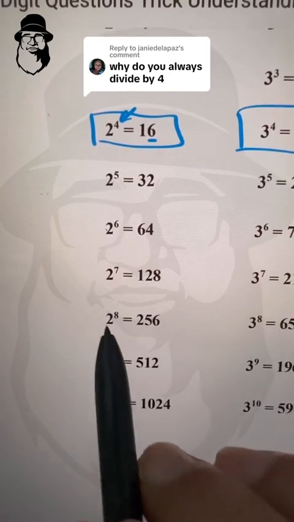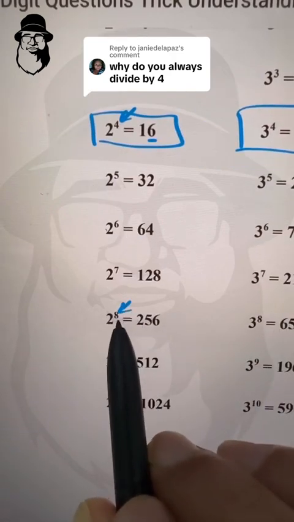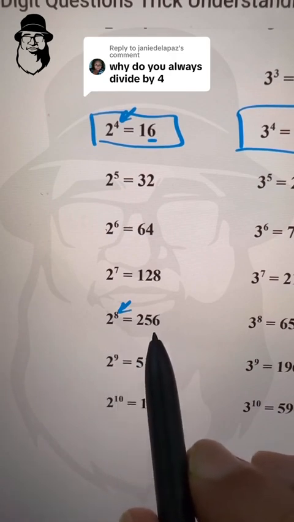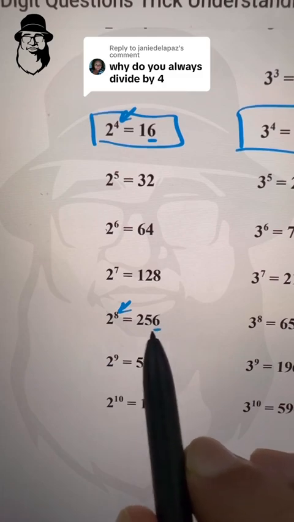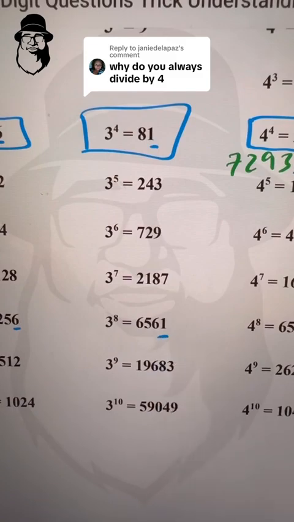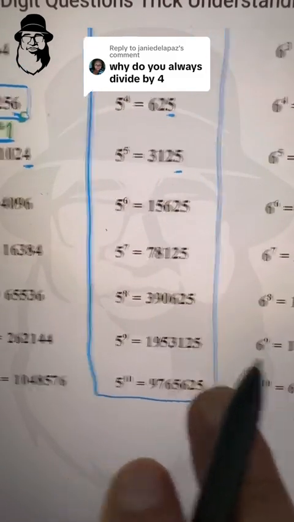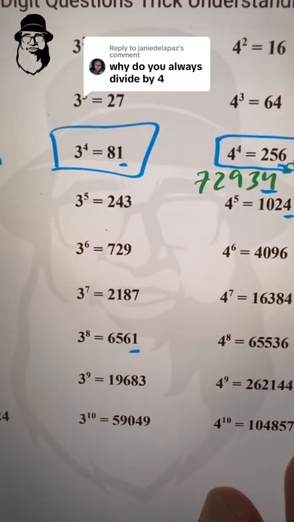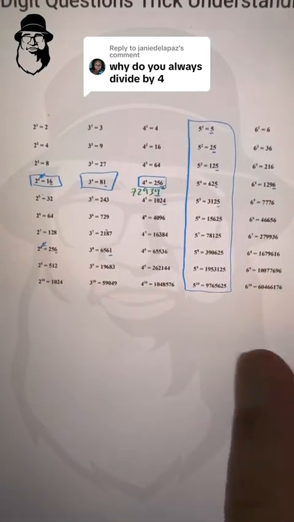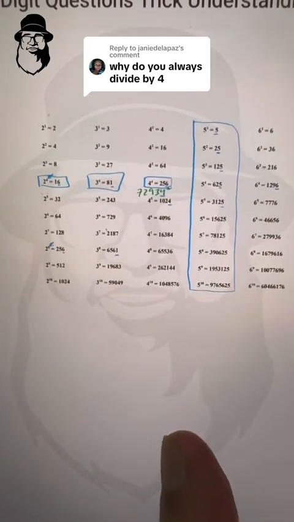And here also the power 8 is divisible by 4. It's in the 4 times table. So the units digit of the answer will be 6 or 1, either one of them. But how will we decide if it is 6 or 1? Just look at the helicopter view, I will say, the bigger picture.